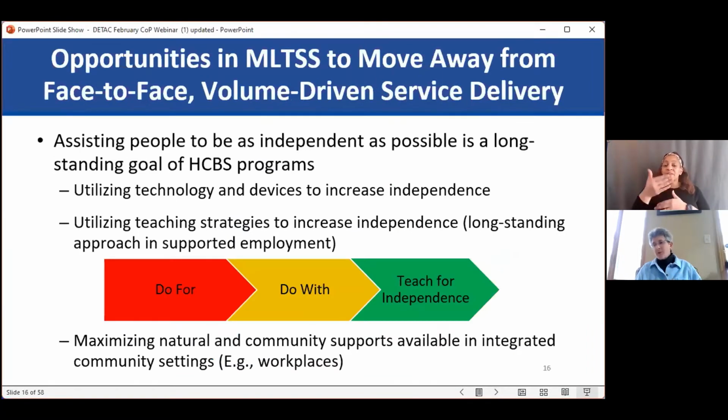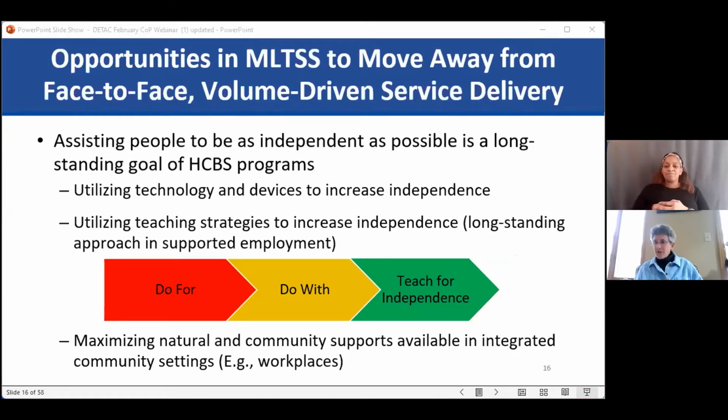There are a lot of opportunities that have come through managed long-term services and supports about how we can move away from this face-to-face volume-driven service delivery. First, we can focus on one of the key goals of HCBS, of home and community-based services, which is to assist people to be as independent as possible. And we are learning that there are a variety of strategies that can help us do that if our payment structure isn't driven by face-to-face service requirements.